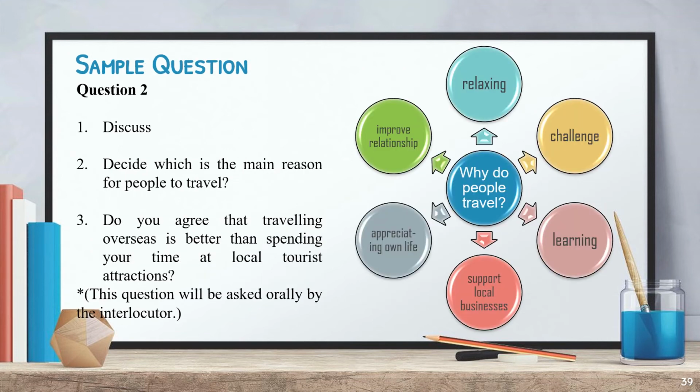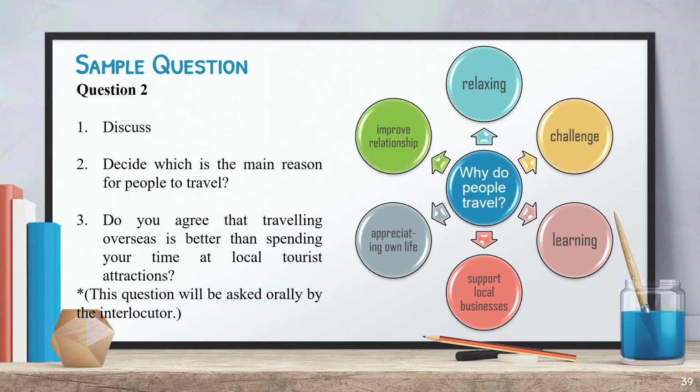Okay, now let's look at question 2, another sample question. Why do people travel? As you can see here, there are 6 points. It's relaxing, it's a challenge, involves learning, support local businesses, appreciating own life, and improve relationship.